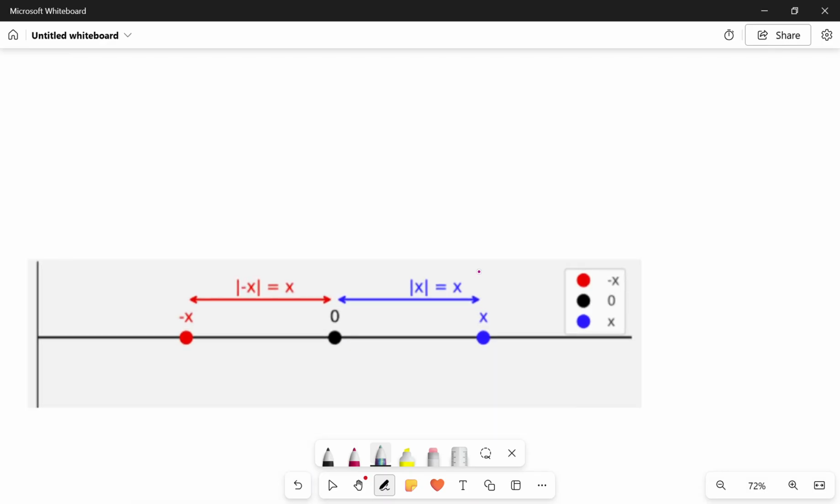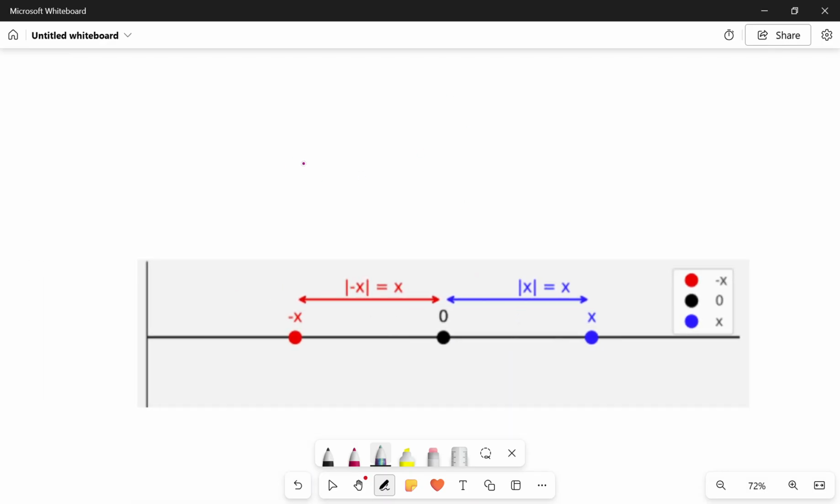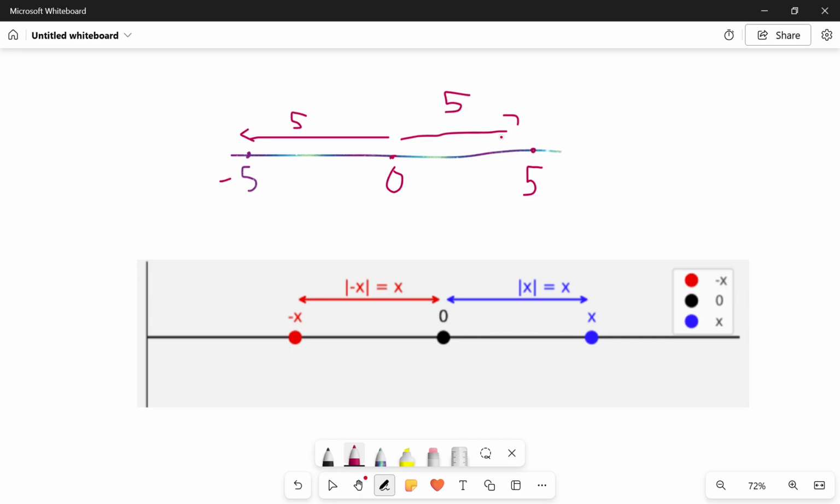So we can see on the number line here, for example, I have 5, 0, and I have a -5. The distance from this to here is also 5. The distance from here to here is also 5. So we write absolute values in bars. So the absolute value of -5 is equal to 5. So this is the modulus, which is used to represent negative values.